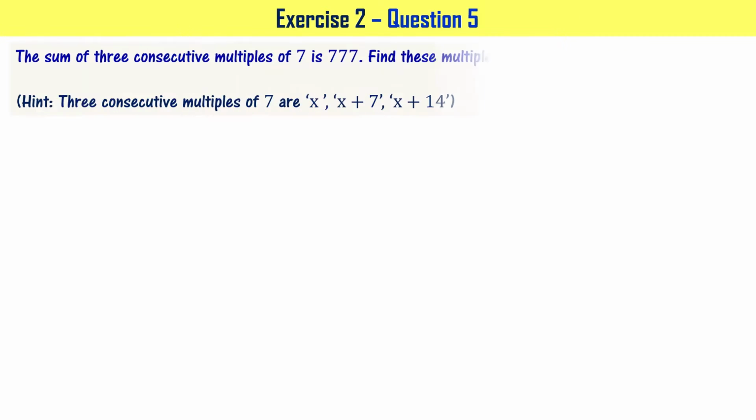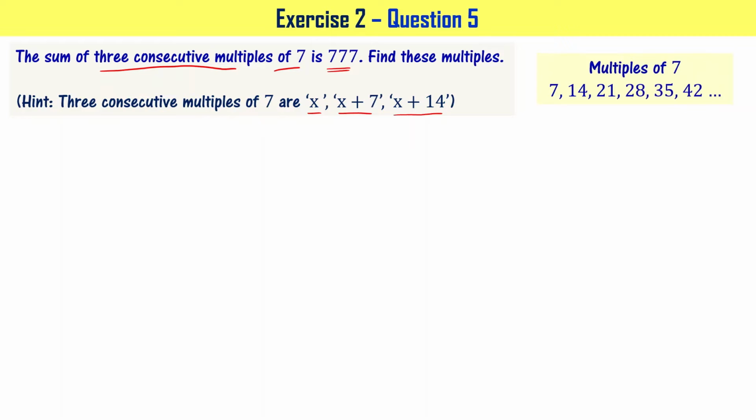Question number 5: the sum of three consecutive multiples of 7 is 777. Find these multiples. A hint is given. Three consecutive multiples of 7 are x, x plus 7 and x plus 14, right? Let us take a look at the statement. The sum of three consecutive multiples of 7 is 777. Let's write the multiples of 7: 7, 14, 21, 28, 35, 42 and so on, right? Now when you look at this, the difference between these two numbers is 7, right? And the difference between these two numbers is 14.